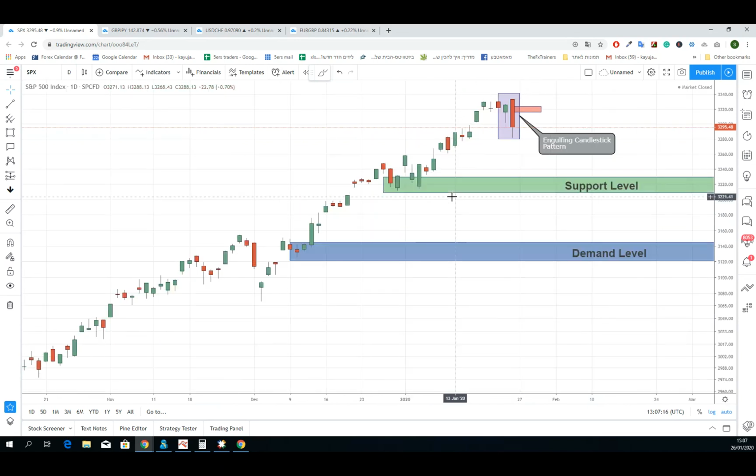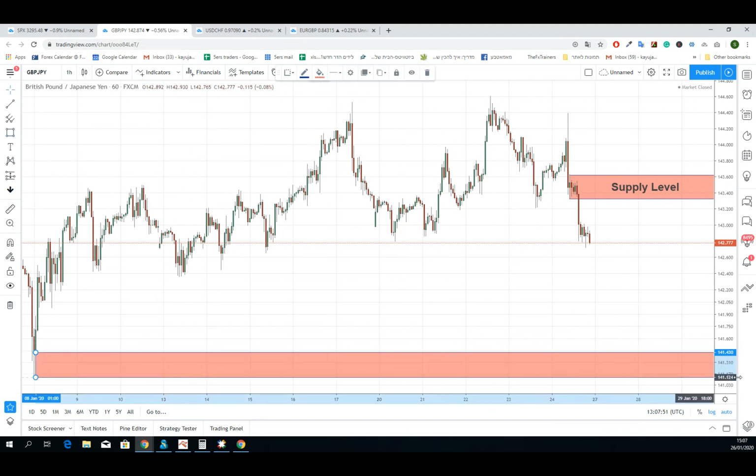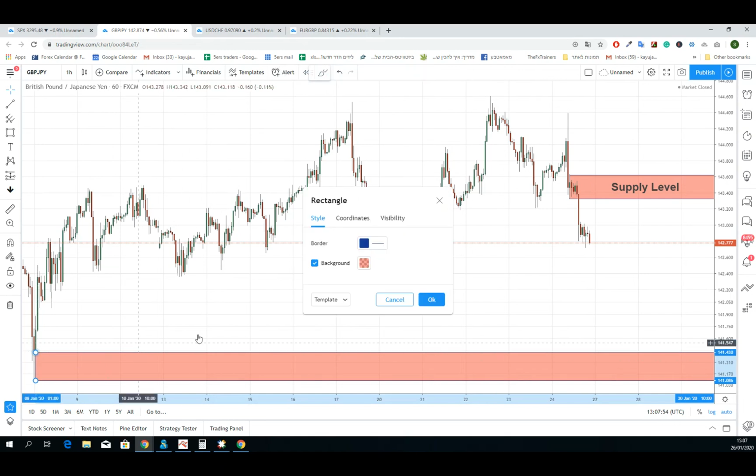Okay, so that's for the SPX index. Next, I'll choose the GBP/JPY, and as you can see, on Friday the price just a little bit broke out of this support, this last low at this level. That indicates that the price most likely tends to reach, as far as I see it now, this demand below. I'll mark it in blue also.